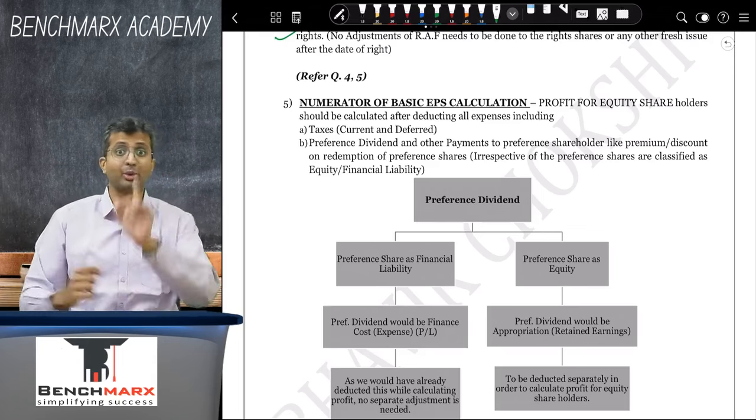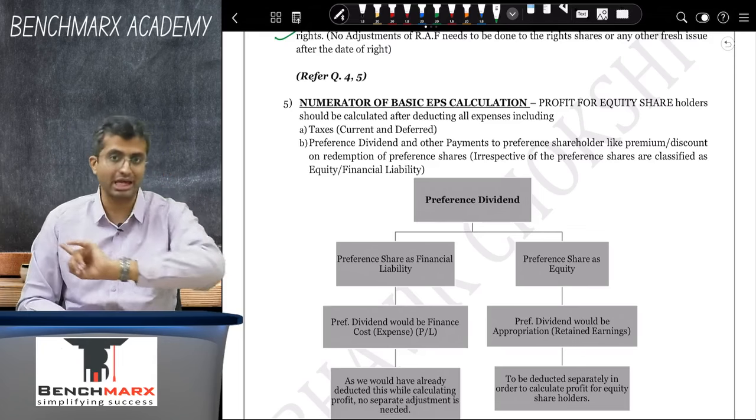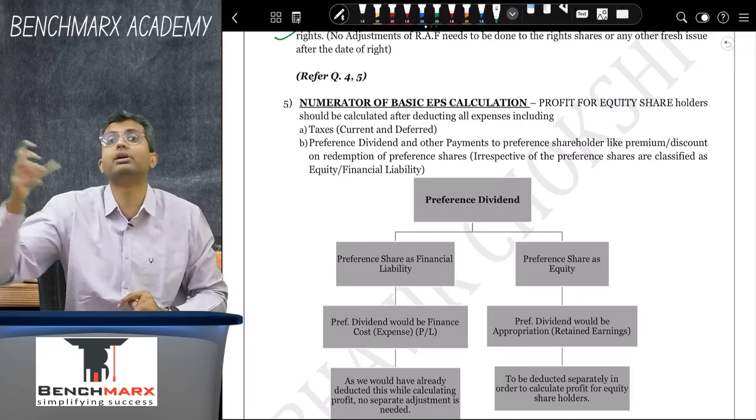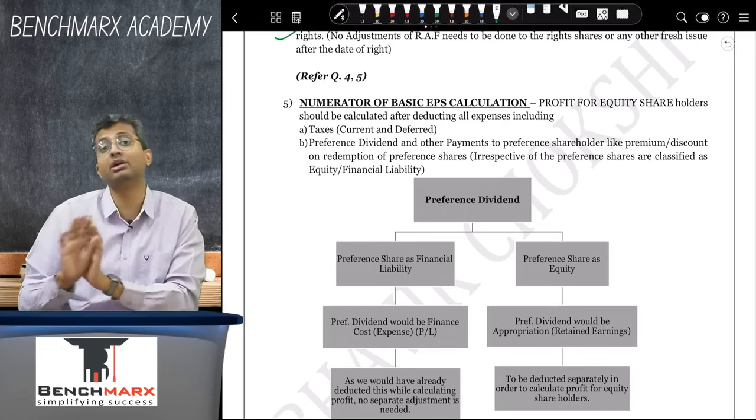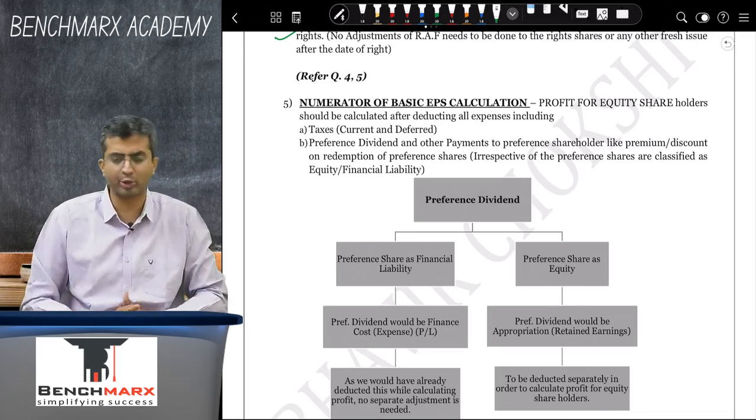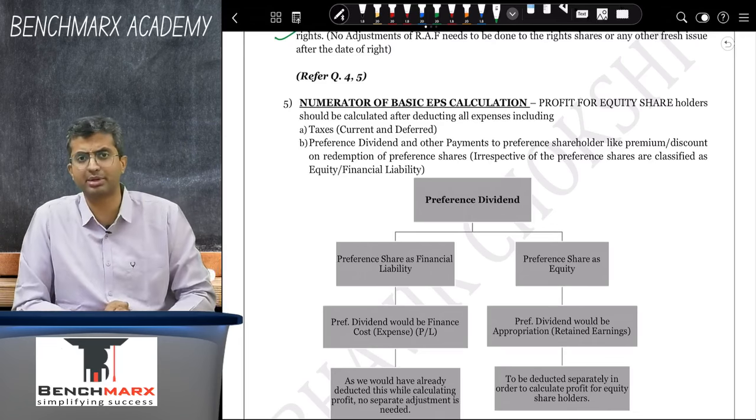Sir, but preference shares are equity. They are equity, but they are not equity shares. EPS is earning per share. It is not earning per equity. It is earning per equity share, and hence preference dividend has to be subtracted.